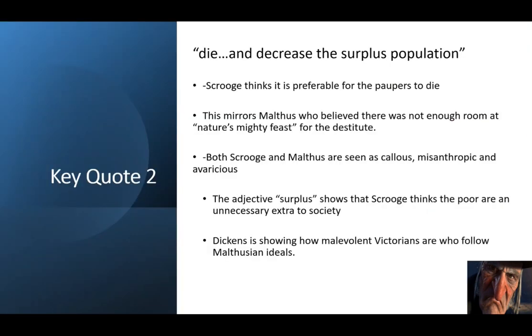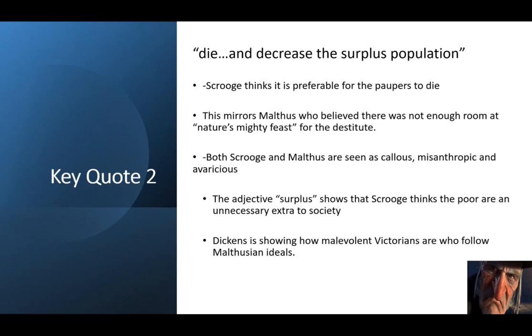The second quote we're going to look at. Scrooge says, paupers should die and decrease the surplus population. There's an ellipsis between die and the rest of the quote because some of the quote has been removed here to make it better for our purposes, but you can remember it just like this. Remember to put the ellipsis in. Die and decrease the surplus population. Scrooge thinks it's preferable for paupers or poor people to die. This mirrors Thomas Malthus, who believed there was not enough room at nature's mighty feast for the destitute. Both Scrooge and Malthus are seen as callous, misanthropic, and avaricious.